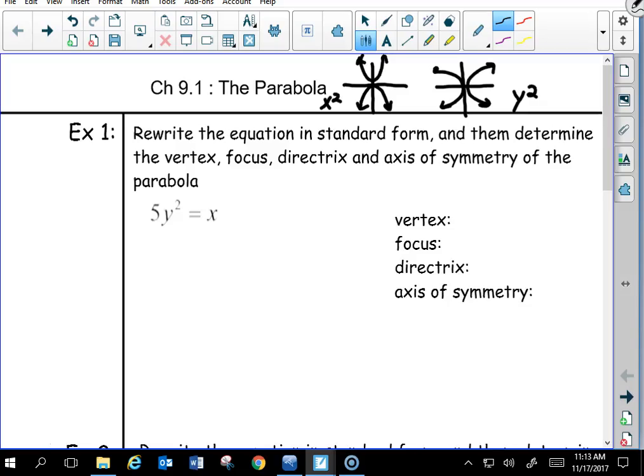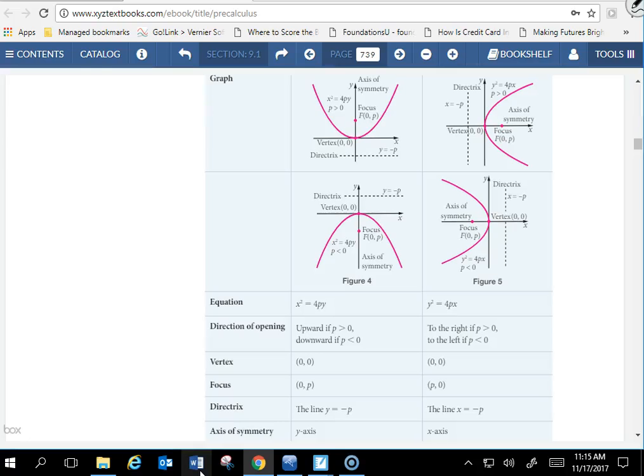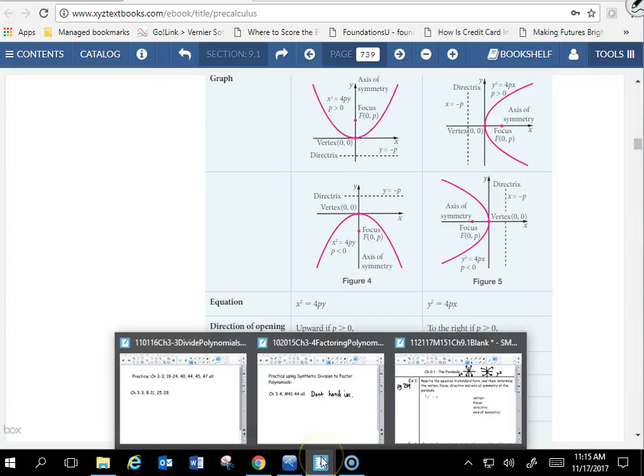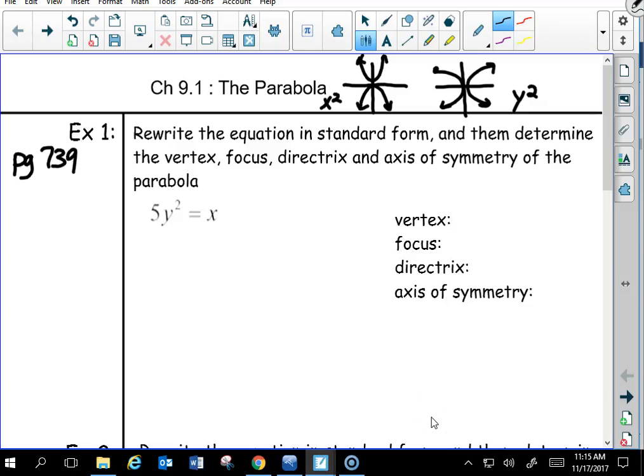So I want to refer you to page 739 in the book. I basically had this page open every time I worked a problem like this. In fact, I'm going to open the book. Okay, so this is page 739, and I had this open while I was working. Now I'm going to copy some of this to our work, but that was my reference. I strongly suggest it.